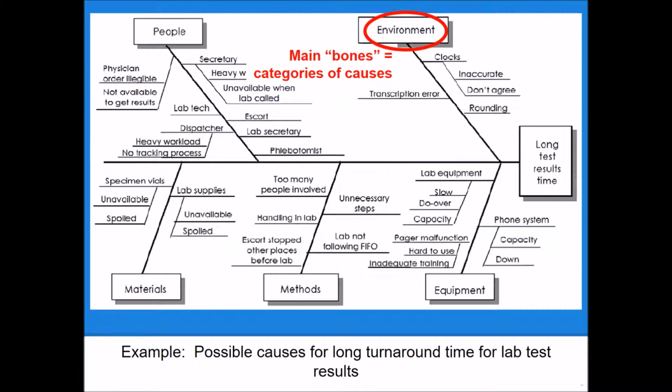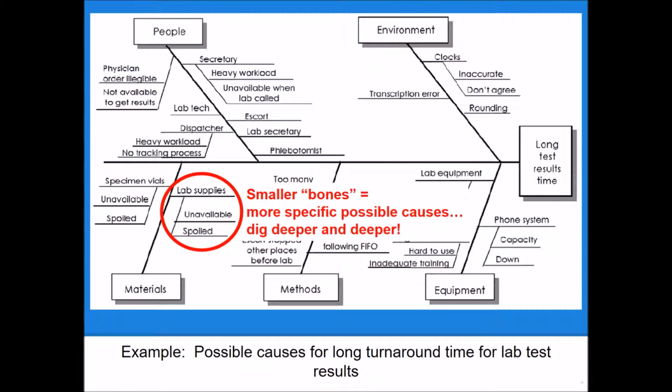The titles at the end of the main fishbones are the broad categories of potential causes for a problem. And then the smaller bones represent more specific causes. And as you get into smaller and smaller bones, you're digging down deeper and deeper down to the root causes of each of those potential problems.